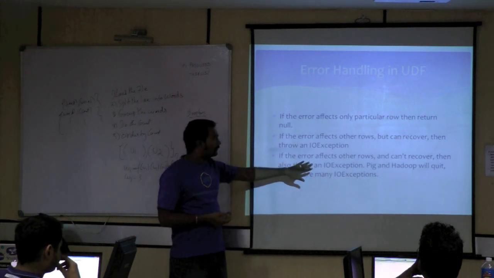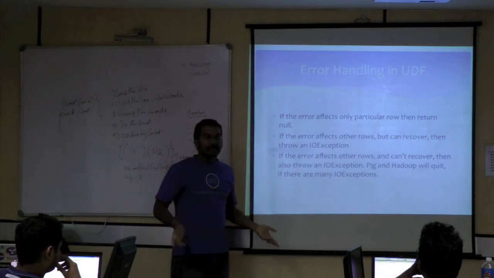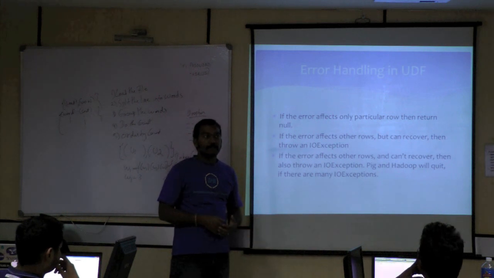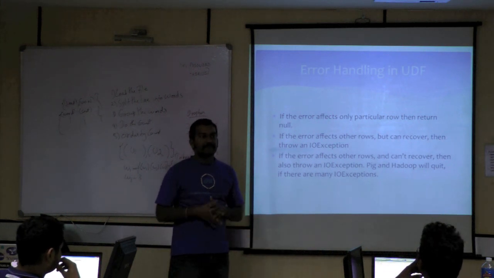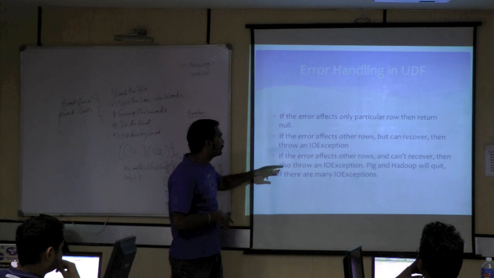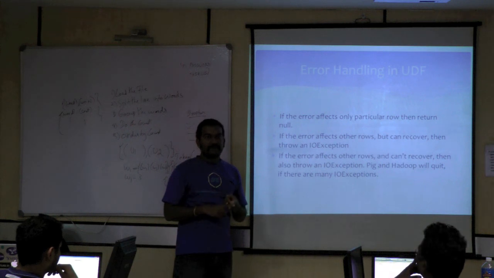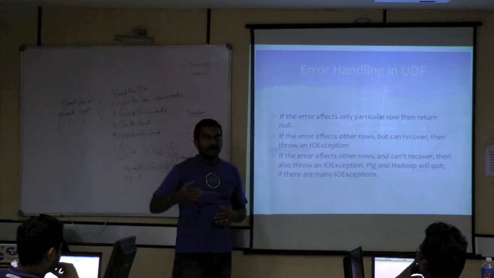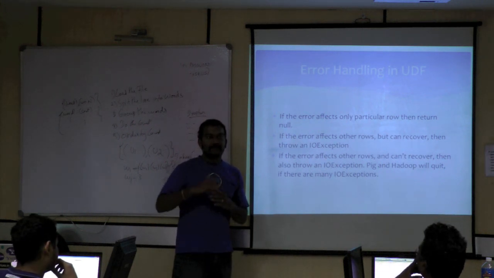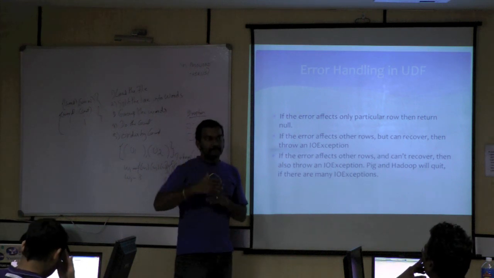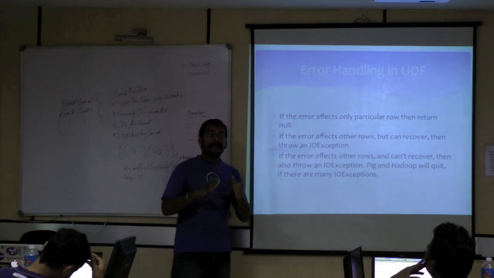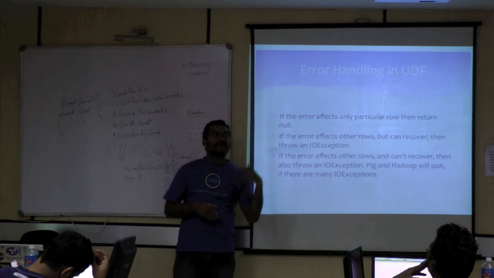There are other scenarios where you can't do anything, and you may or may not know that things will work out. In those scenarios, you should also throw an IO exception. But what happens in this case is, if the IO exception is thrown beyond a threshold, or if the normal exception is thrown beyond a threshold, then the entire job might fail.